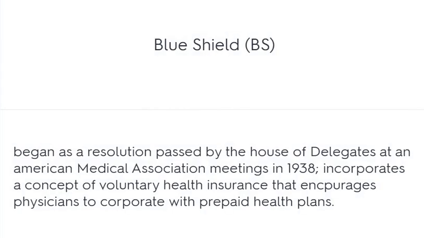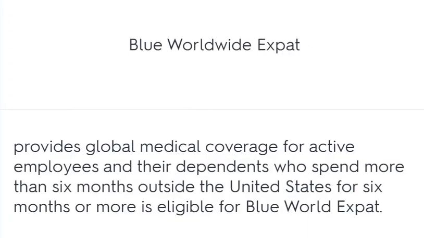Blue Shield began as a resolution passed by the House of Delegates at an American Medical Association meeting in 1938. It incorporates the concept of voluntary health insurance that encourages physicians to cooperate with prepaid health plans. Blue Worldwide Expat provides global medical coverage for active employees and their dependents who spend more than 6 months outside the United States.